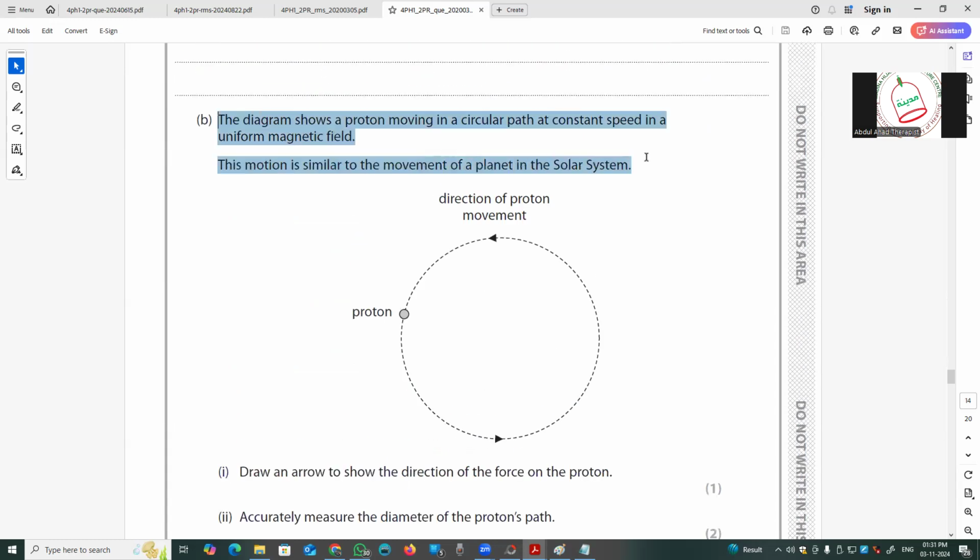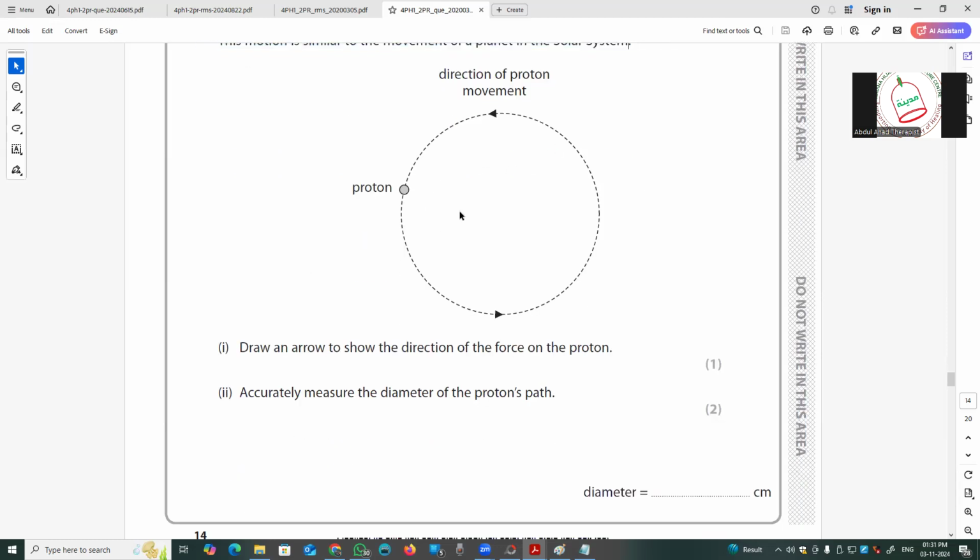The diagram shows the proton moving in a circular path at a constant speed in a uniform magnetic field. So I already told you that when a charged particle enters a magnetic field, it takes a circular path. So that is why they have mentioned this here, circular path at the constant speed. This motion is similar to the movement of the planet in the solar system.